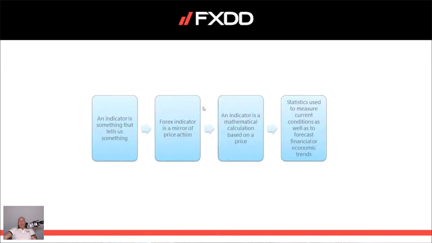Now, let's start with the webinar. First of all, what is an indicator? An indicator is something that tells us something. Forex indicators should be a mirror of price action. But because we have lagging and leading indicators, we need to distinguish between the two of those. Leading indicators are used for momentum. Lagging indicators are used to show us the trend.